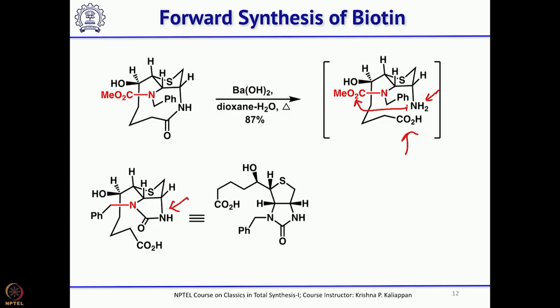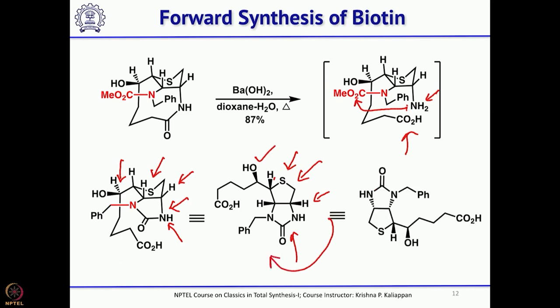Can you redraw this as this bicyclic compound? You can see first the cyclic urea. Yes, you have done the cyclic urea. Then attach this tetrahydrothiophene. You can see both the ring junction hydrogens are beta. So you have written beta. And next you have the 5-carbon side chain, with a hydroxyl and carboxylic acid. The same thing, if you rotate it by 180 degrees, you will get this.